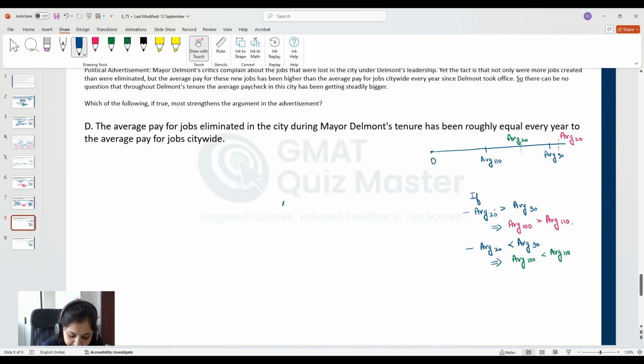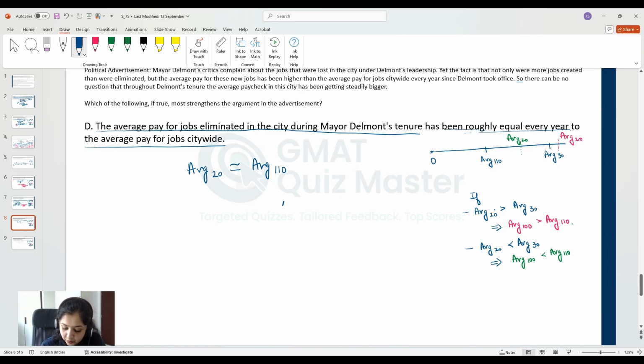D. The average pay for jobs eliminated in the city during Mayor Delmont's tenure. So again, it is important to understand which exact terms we are talking about. So this is the average pay for jobs eliminated in the city. So we are talking about the average of the 20 jobs that were eliminated, has been roughly equal every year to the average pay for jobs citywide. So the average pay for jobs citywide, because we considered that, let's say, the same values hold for every year, is approximately equal to the average of the 110 jobs that existed in that year.